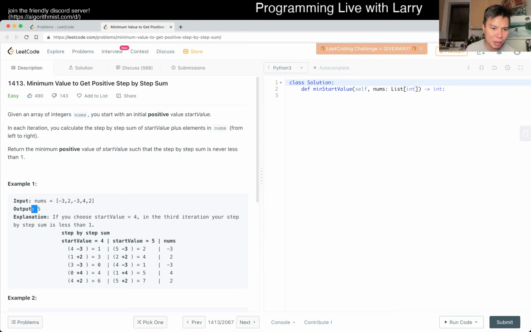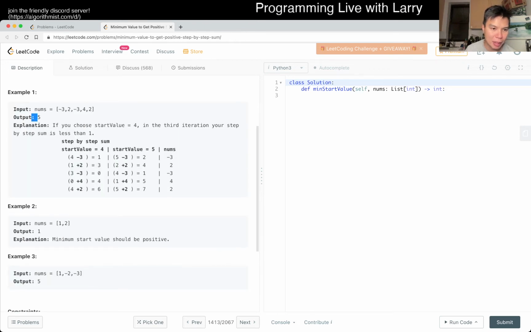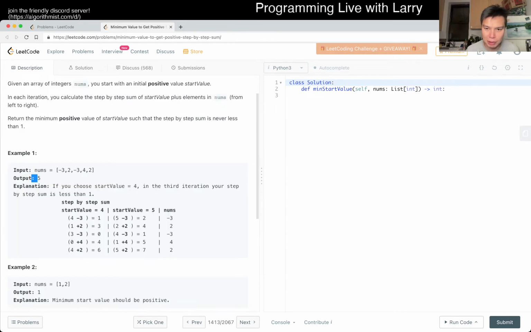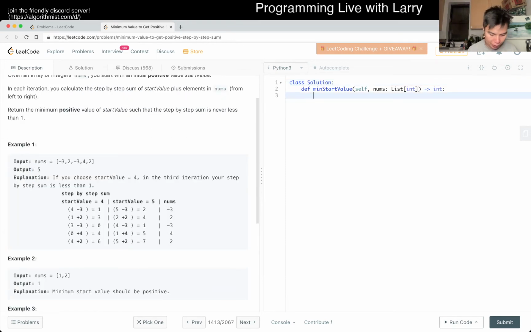I think we can just simulate and then get the minimum number of the path and then return 1 plus that or something like that. I think that should be okay. So let's go, min is equal to minimum positive value. Okay, so min is at least 1.